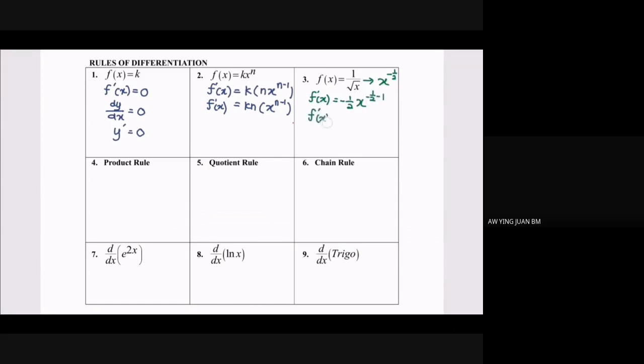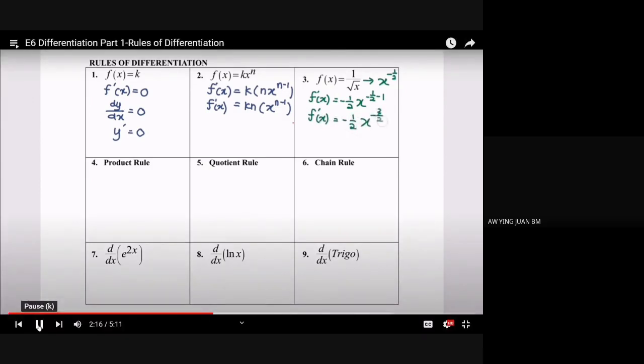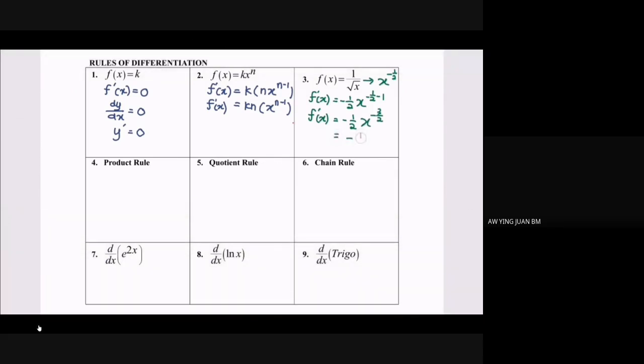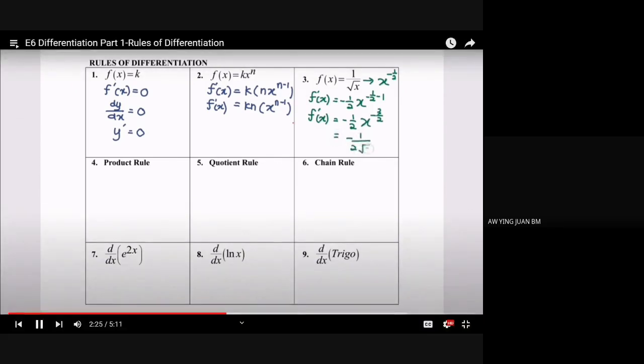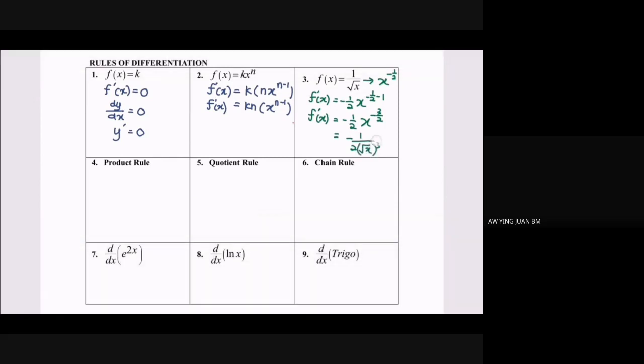F prime x will be equals to negative 1 over 2, x to the power of negative 3 over 2. Rewrite the situation, and we will have negative 1 over 2 square root of x to the power of 3.